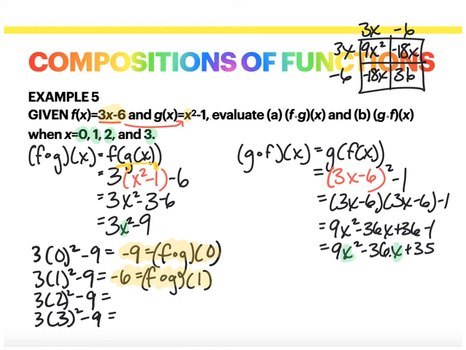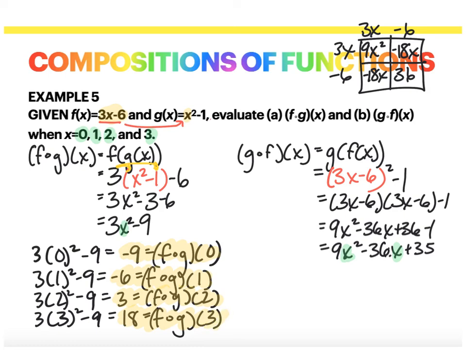So we've got 3 times 2 squared minus 9. 2 squared is 4, so 3 times 4 is 12, and 12 minus 9 is 3. And that would be f of g of 2. And then finally, the last one we've got here, 3 times 3 squared minus 9. 3 squared is 9. 3 times 9 is 27, and 27 minus 9 is 18. So 18 equals f of g of 3.